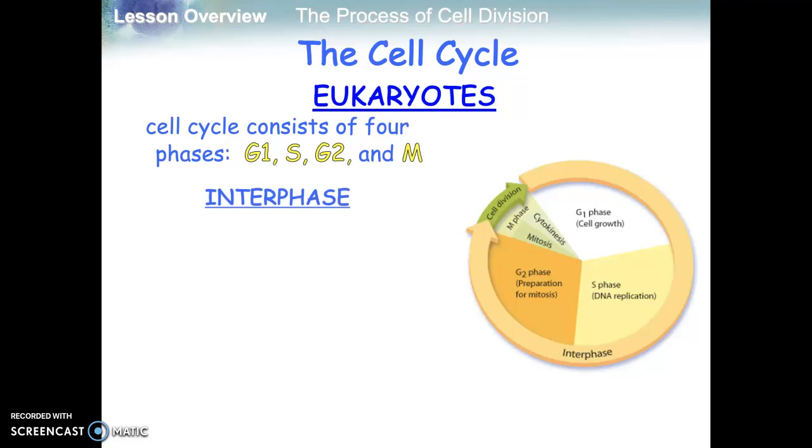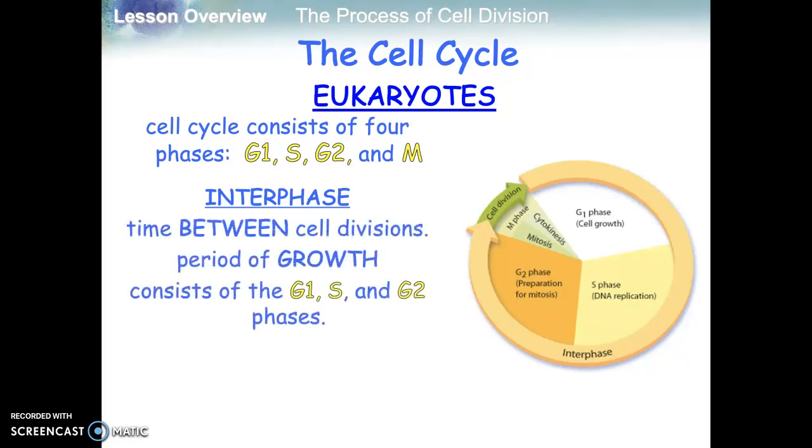Now, the first thing I need to talk about is how a cell spends most of its life. It spends most of its life in a phase called interphase. This consists of the G1, S, and G2 phases of the cell cycle. Basically, interphase is the time between cell divisions. It is a period of growth for the cell. It is also when it carries out all its life activities and all the functions that it is designed for.